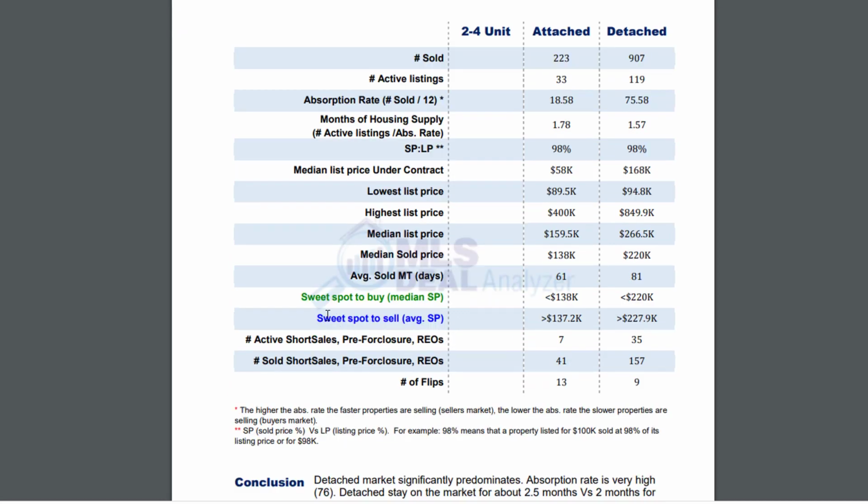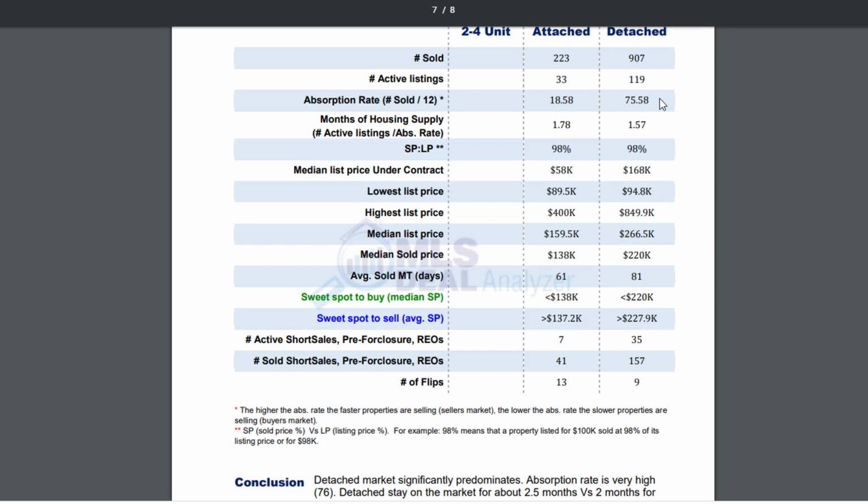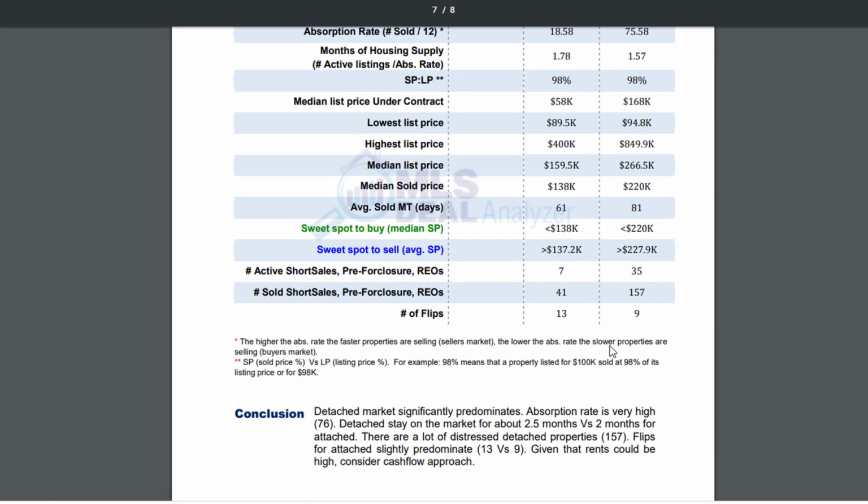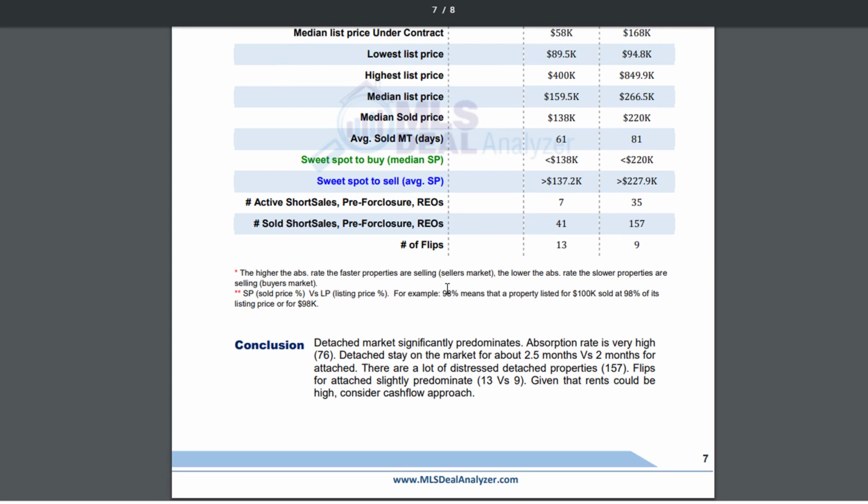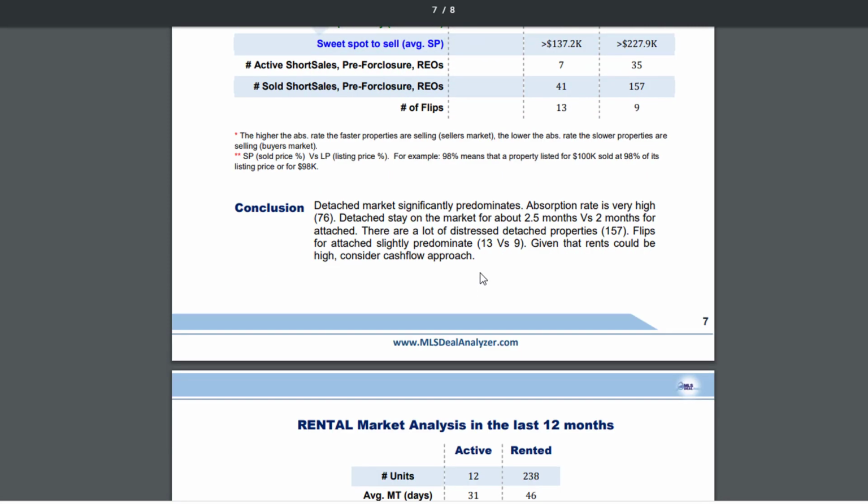We also give you the sweet spot for what you should buy and sell the properties for. So here you can see for an attached property, I'd want to buy it for less than $138,000 and make sure that I'm selling it for over $137.2 thousand. Then for the detached properties, we want to buy it for less than $220 and sell it for over $227. Now you'll notice as I'm going through each of these pages, there's also a conclusion for each of these sections at the bottom of the page as well.